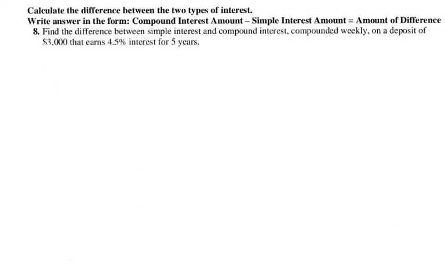Okay, for number 8, they want us to calculate the difference between the 2 types of interest. It says to write the answer in the form of the compound interest amount minus the simple interest amount, and that's going to equal the amount of difference. Number 8 says find the difference between simple interest and compound interest compounded weekly on a deposit of $3,000 that earns 4.5% interest for 5 years. So basically what we're doing is we're using both formulas. We're going to get the answers to the 2, get the interest for both, and then subtract them.